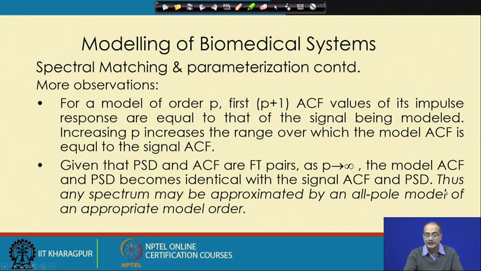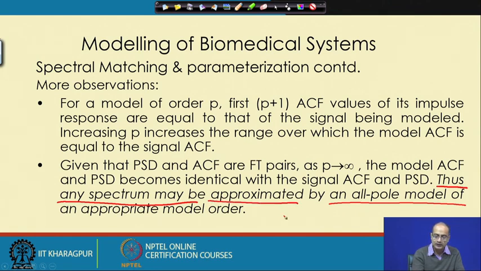So, in other words, we can infer that given any spectra, we can approximate it by an all pole model of an appropriate model order. That means, if we do not restrict the model order, any model order is fine, then given any spectra we can model it by an all pole model.